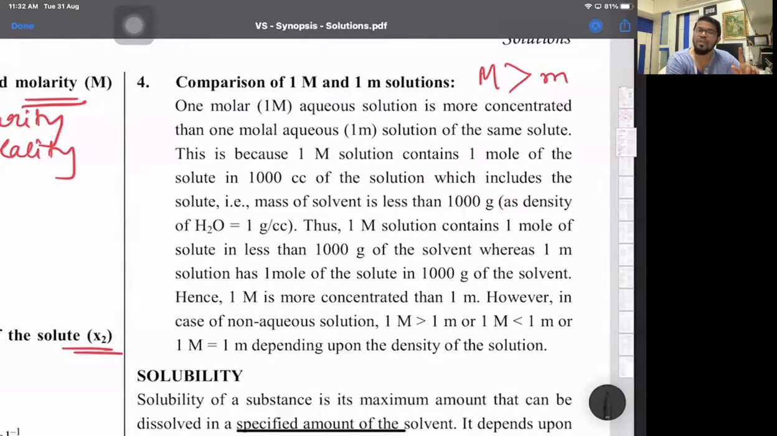So simple question, is the solvent added exactly 1 liter? No, the solvent is less than 1 liter. So if the solvent is less than 1 liter, that's capital M. Now come to small m.